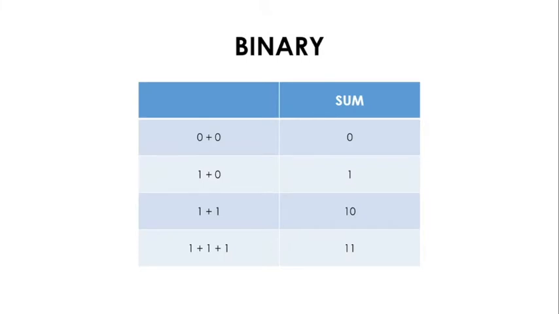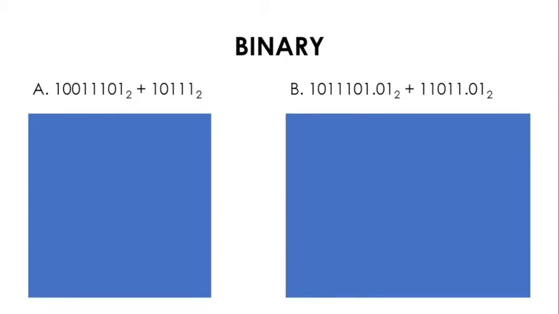So to further understand the addition of binary numbers, here are some examples. For the first one, we will just be adding a whole binary number without the fractional part. 1001101 plus 10111. So we will start on the rightmost side. So 1 plus 1 will be 0, carry 1. And then we will add 1 plus 1, that will be 0 again. Carry 1. 1 plus 1 plus 1 will be 1.